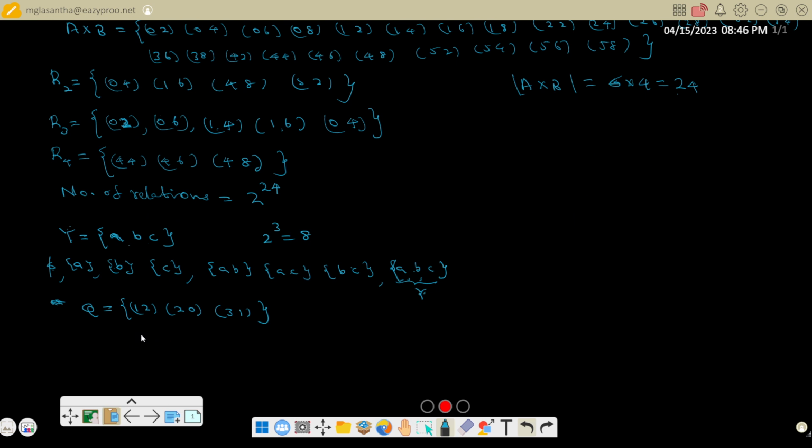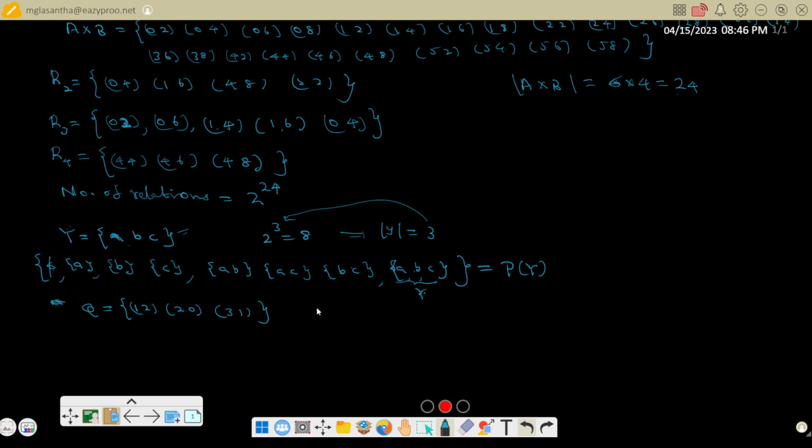Number of subsets of Q. What is the cardinality of Y? 3. That 3 comes here, right? Okay. Cardinality of Y is 3, right? So this set is known as power set. This set is P(Y), power set.